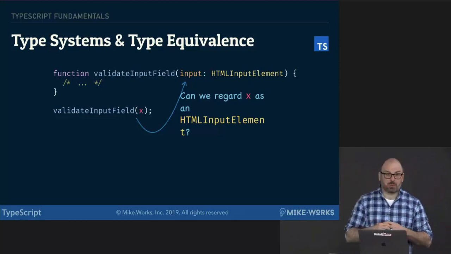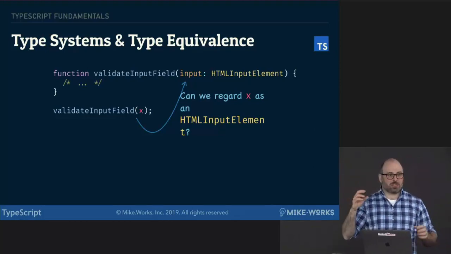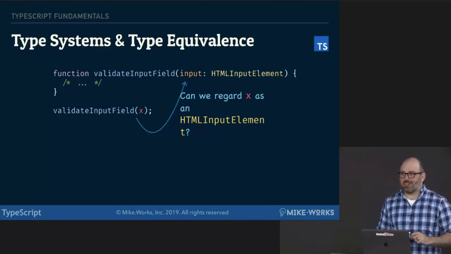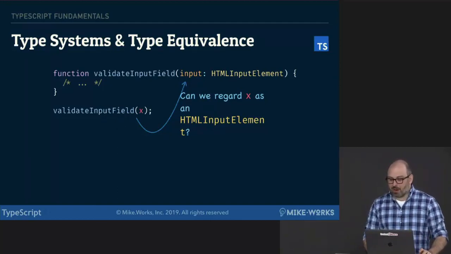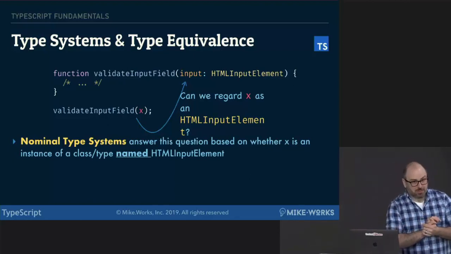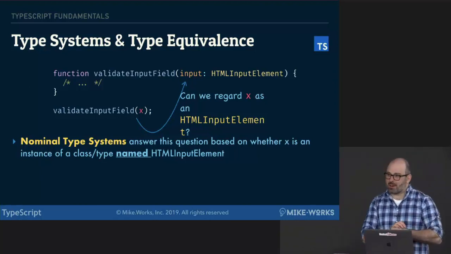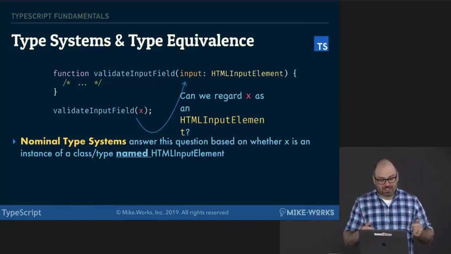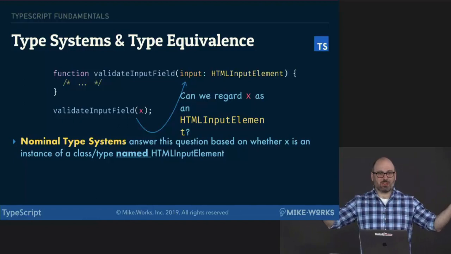And the same thing happens when you're trying to pass an argument to a function. Just think of it like an object trying to pass through a hole. You want the square peg passing through the square hole as appropriate. So really it's about, can we regard X as an HTML input element? Nominal type systems like Java and almost every typed language out there, they would answer the question based on whether X is an instance of a class named whatever the type you're looking for.